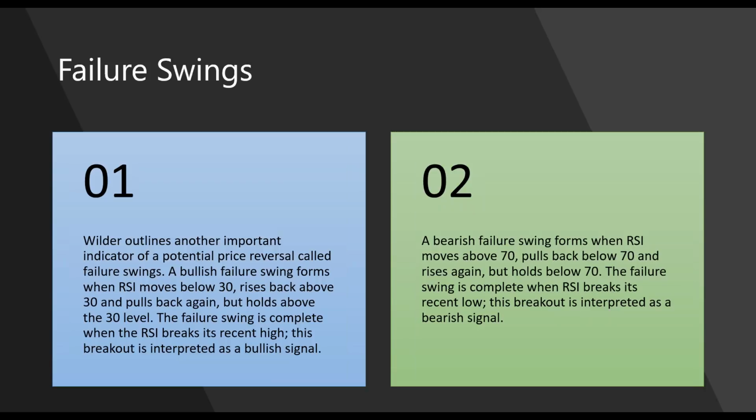The failure swing is complete when RSI breaks its recent highs. This breakout is interpreted as a bullish signal. So remember, when it's down at the 30 level, breaks that 30 level, falls back into that 30 level, and then stays along it but can't break through it again. That is a bullish signal. Bearish is the exact opposite.